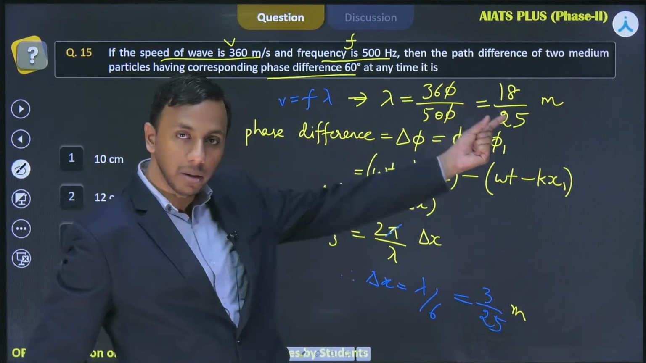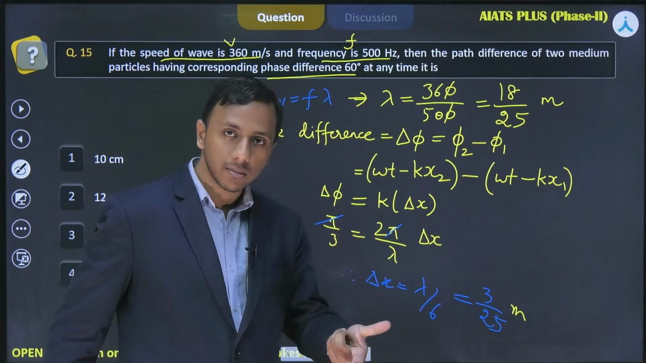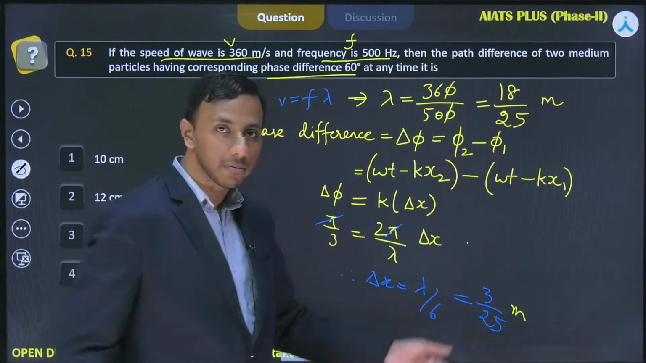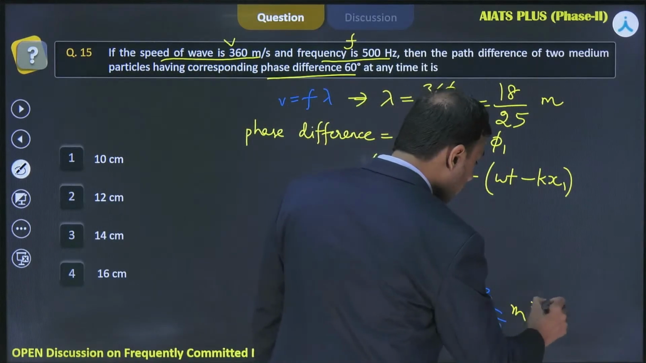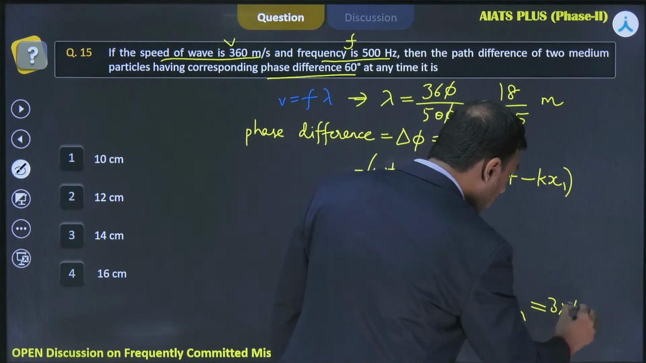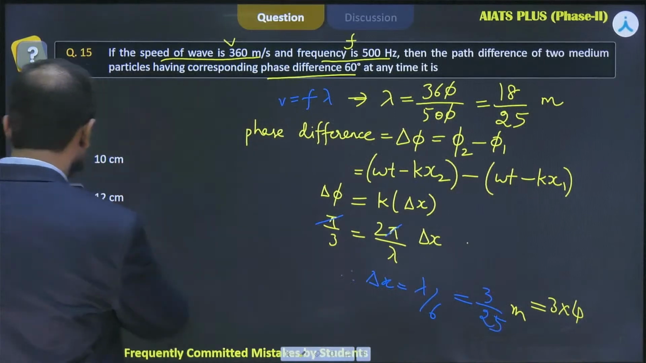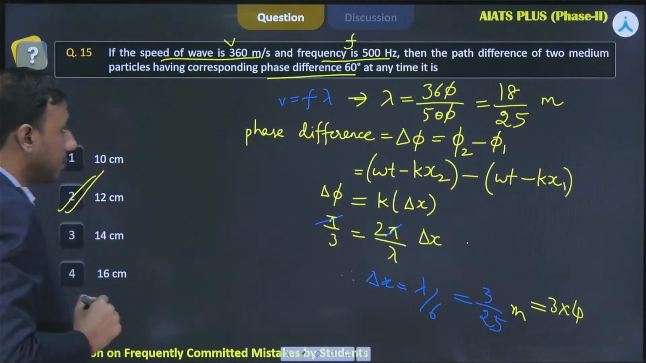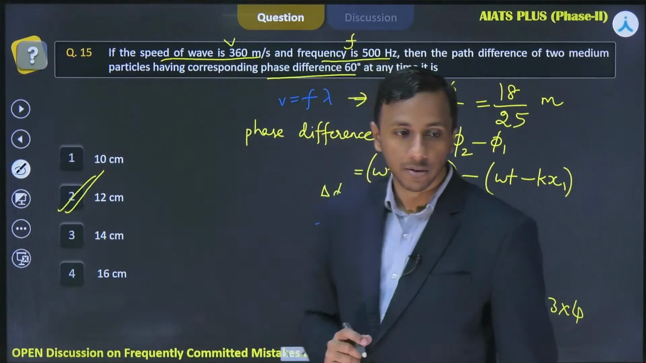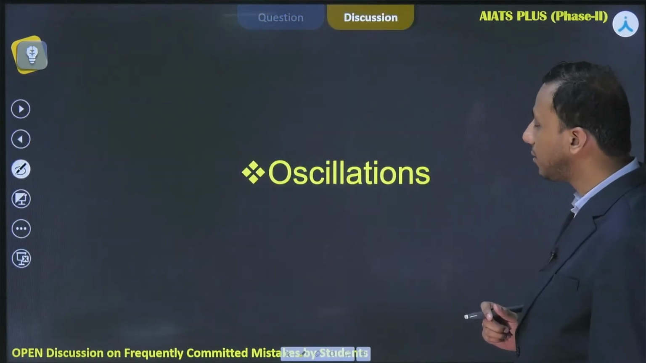And 3 meter is how much? 300 centimeter. So 300 by 25, right? So 3 into 100 by 25, that is 3 into 4 only. And 3 into 4 is how much? 12 centimeter. So there goes your answer for this one, 12 centimeter. All right, very well.